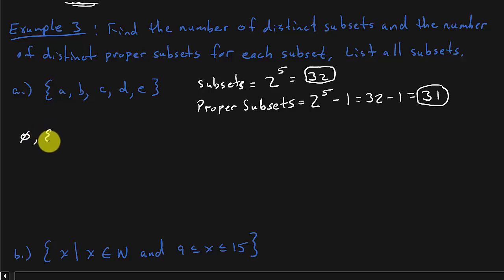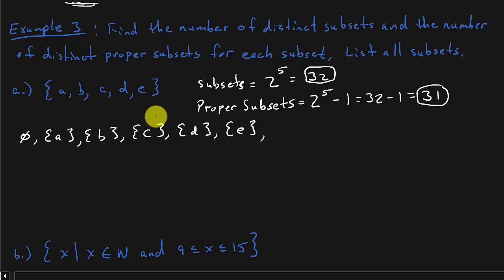And then we have the set {A}, the set {B}, the set {C}, the set {D}, the set {E}. All right. So I just took each element and put it in a set by itself. See, {A} is a subset of that set. {B} is a subset of that. The set {C} is a subset of that also.